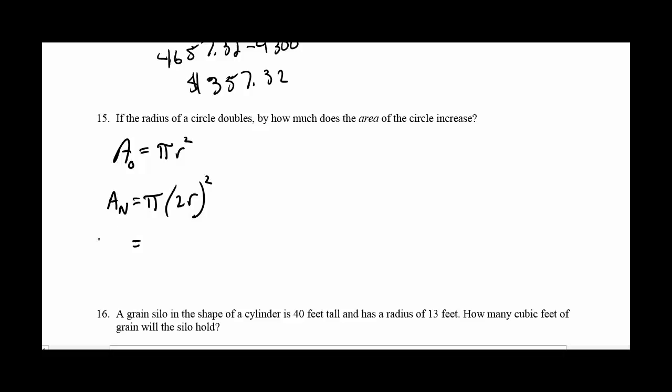So if I square 2r squared, I get 4r squared. And then just a clever rewrite, I get 4 pi r squared. Well, how does that compare with the original? Well, the area would be 4 times bigger.